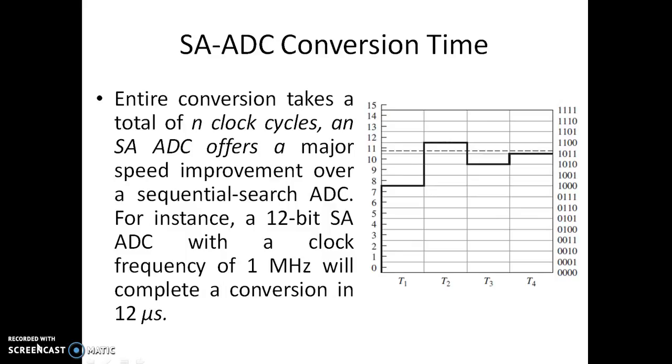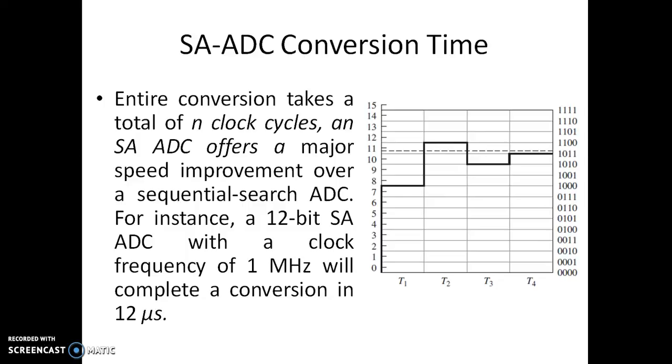Now, as we know, the conversion time in the case of the successive approximation ADC, irrespective of the input voltage, purely depends on the number of bits we require from that ADC output. The entire conversion takes a total time of n clock cycles, and the SA-ADC offers a major speed improvement over the sequential search ADC. In the sequential search ADC, we started from 000 and kept incrementing. Whenever it comes close to the input voltage, we stop and say, okay, this is the digital equivalent of that analog voltage.